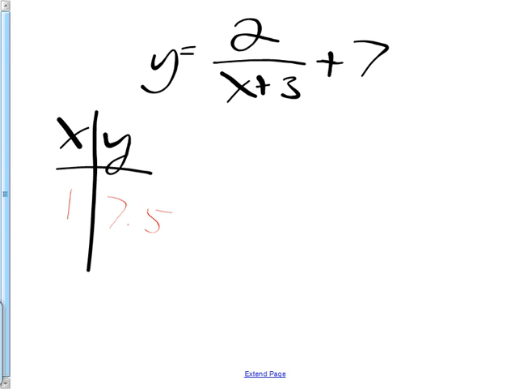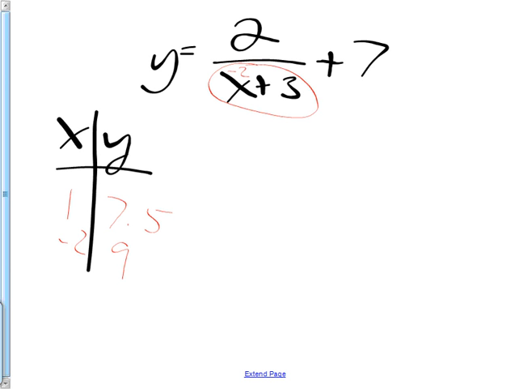A smart thing to put in would have been x equals -2. Who figured that out? That -2 would have been smart to put in. Good job. Why is -2 smart to put in? Because watch what happens. -2 plus 3 makes what? 1, and then 2 over 1 is just 2. And then 2 plus the 7 makes 9. -2 comma 9 is on there.